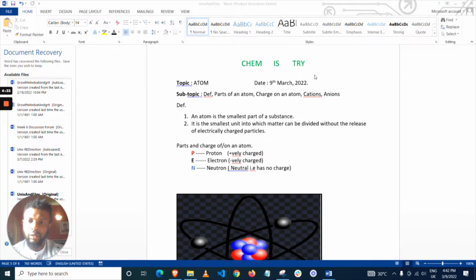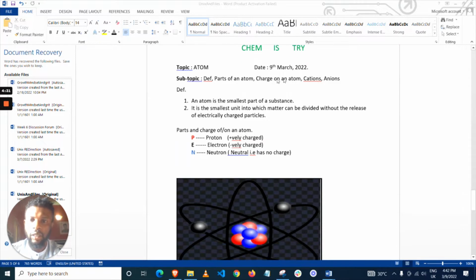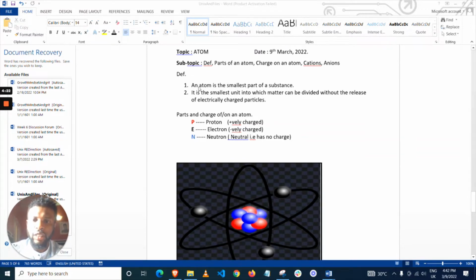So the topic is atom. It is a very foundational topic, and we'll be looking at definitions, parts of an atom, charge on an atom. Then we'll proceed over to what cations are and what anions are. So the first one here says an atom is the smallest part of a substance.